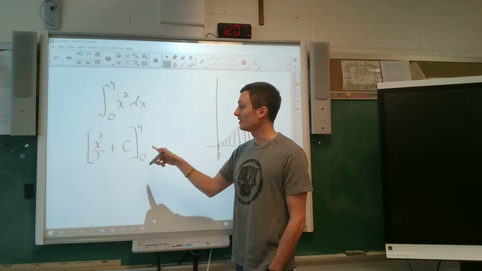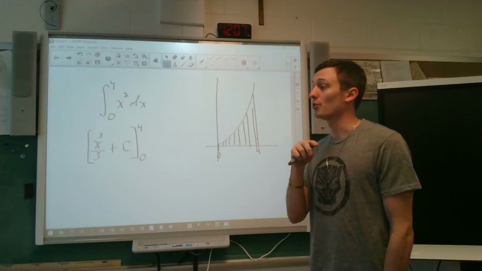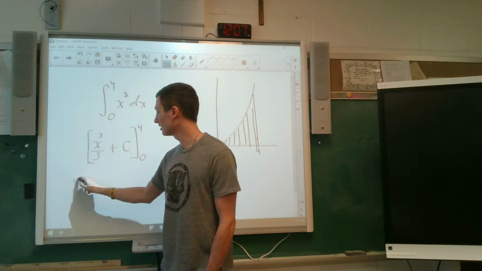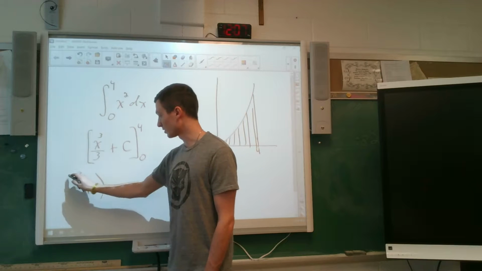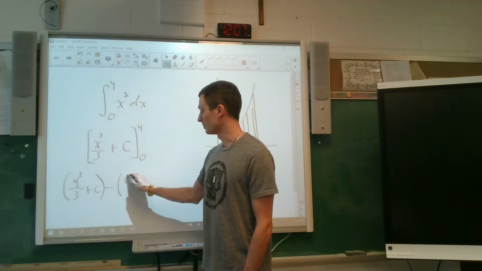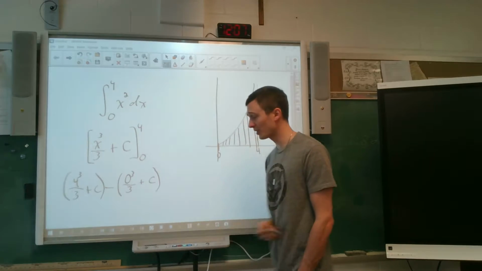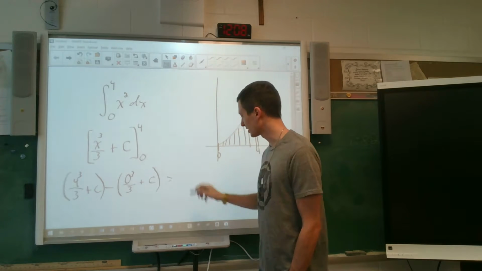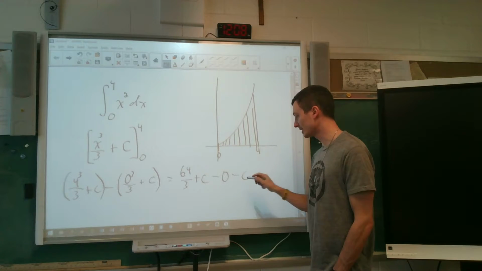That means that this notation says that I have integrated it, but I have not used the upper and lower bounds yet. So the fundamental theorem of calculus says that I first substitute this 4 in for x, which would give me 4 cubed over 3 plus c, and then I subtract what I get when I substitute 0 into the function, which would be 0 cubed over 3 plus c. If I get rid of the parentheses, 4 cubed, I believe, is 64 over 3 plus c minus 0 minus c.